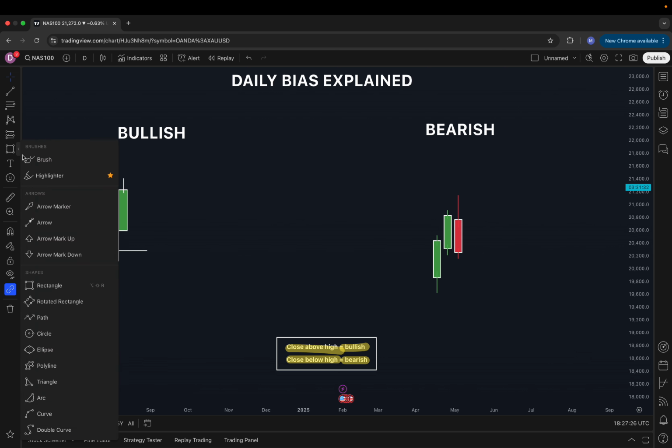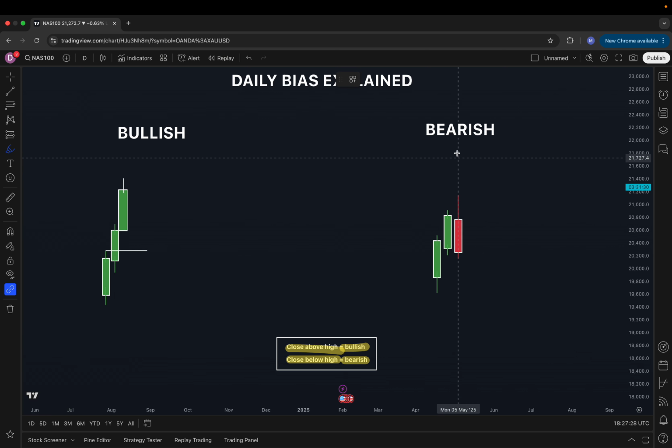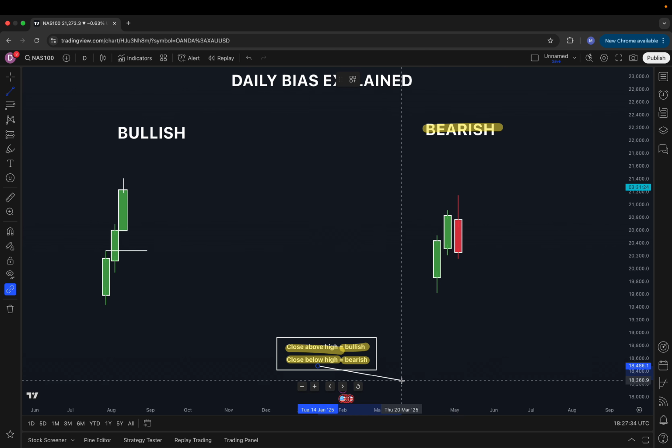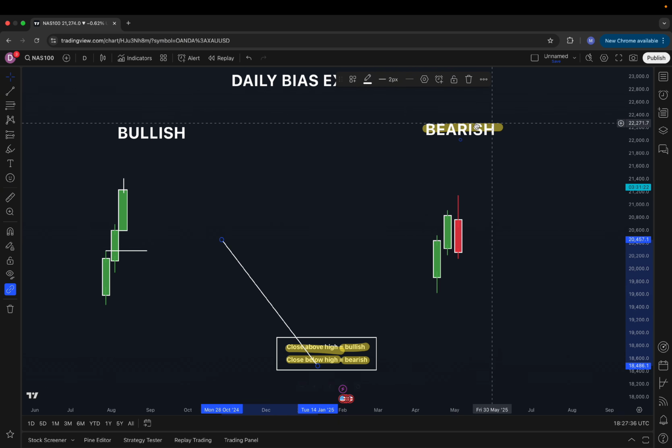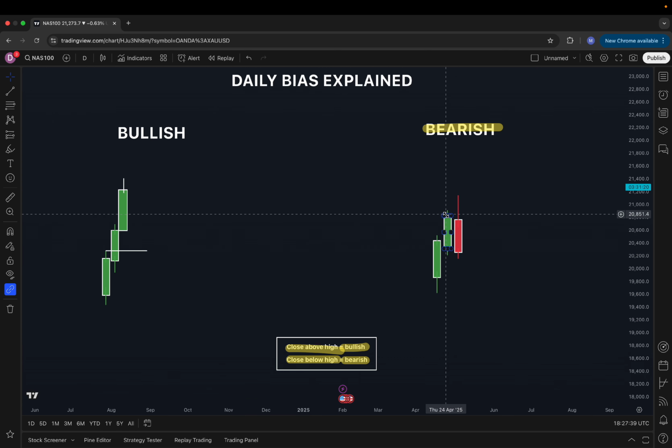So the bearish example, what can we see? As it says here, close below a high equals bearish. And what did price do? You can see this candle closed below this high. I'll mark that out for you. So most likely what happened here is a liquidity sweep. So once that liquidity sweep happened, price closed below. So what can we anticipate happens in the market next?